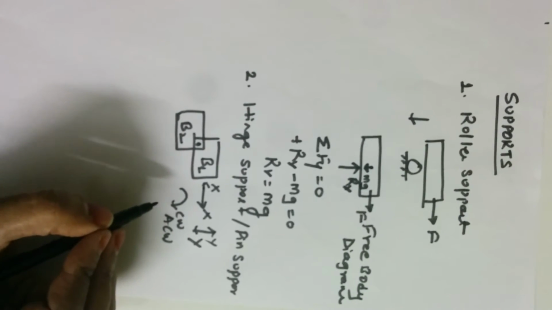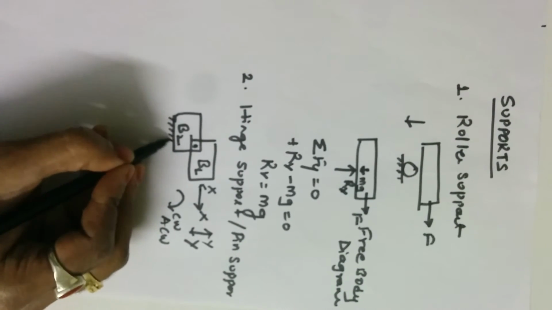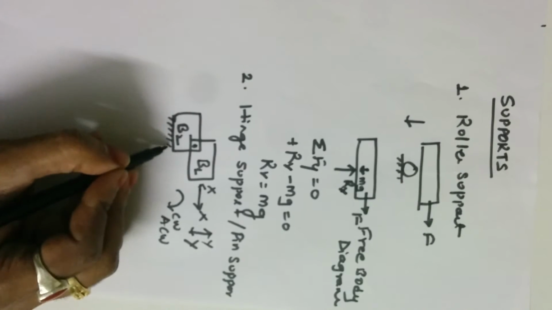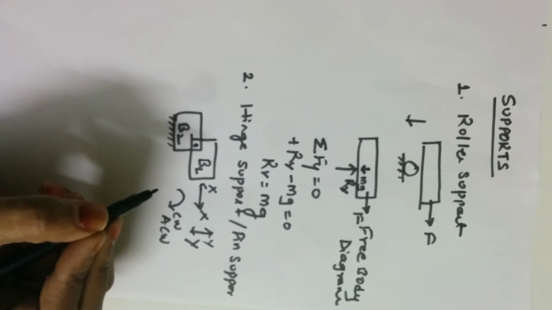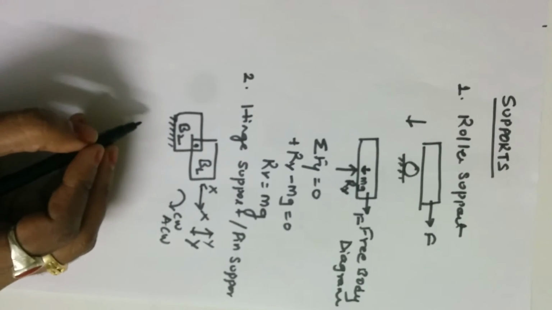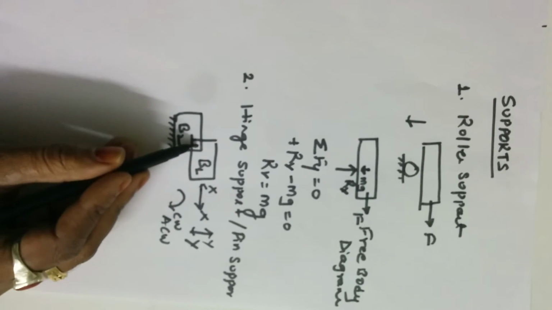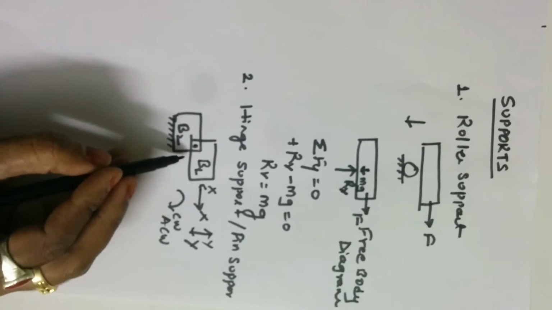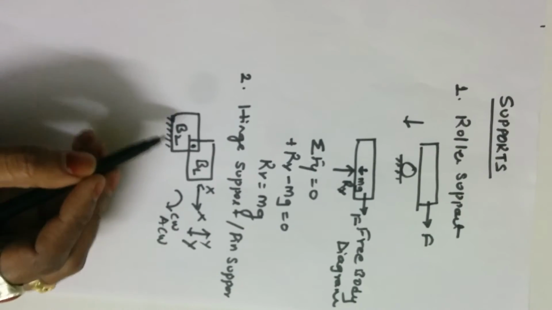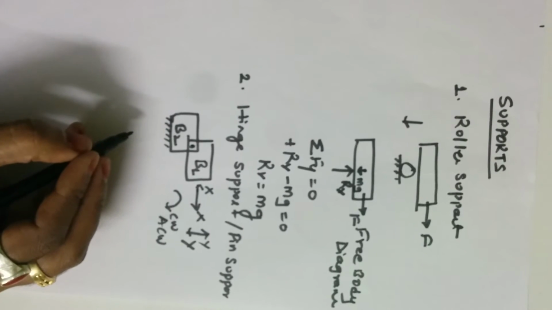Further, here we can assume, suppose the body 2 is attached to the ground. So it will not be moving, only body 1 will be moving with respect to body 2. Now, we understand that the hinge support which we have drawn here as a pin support is not allowing the body to move in x direction and is not allowing the body to move in y direction.